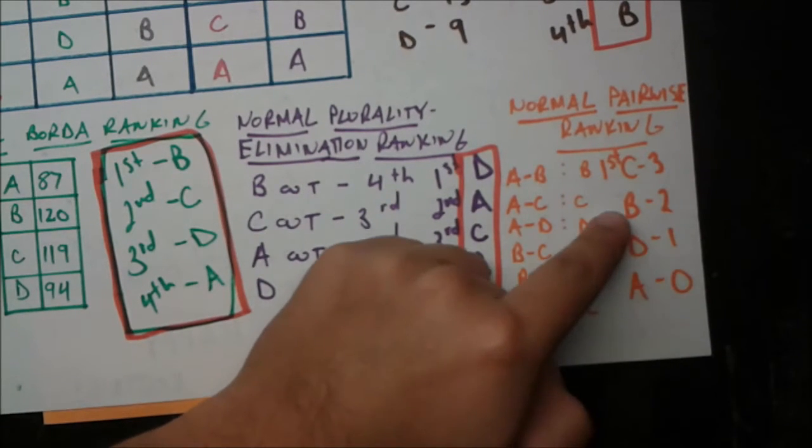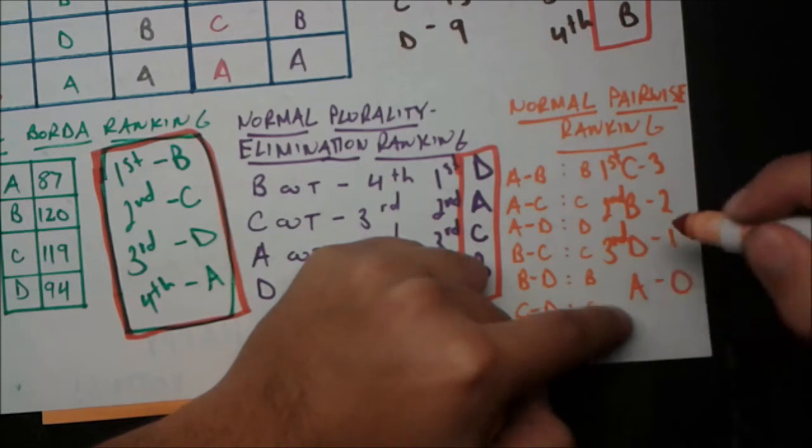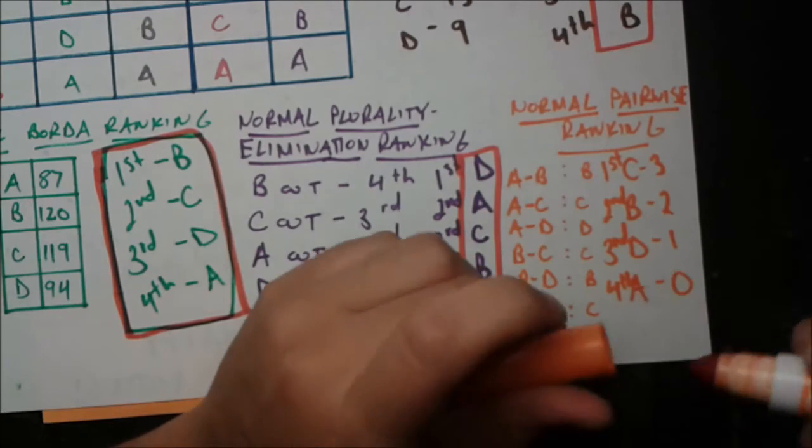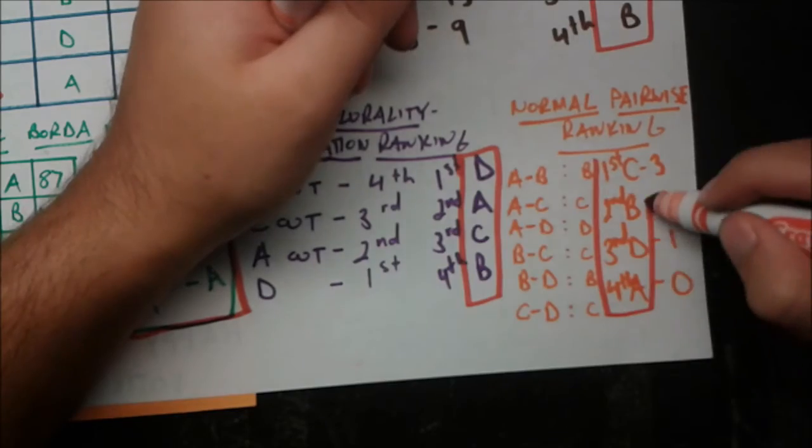Since C has the most wins, we declare him to be in first place, and B has the second most, so we put him in second place. D has the next most, so we put him as third, and then A has the least, so we put him as fourth. So A is again at the end of this list, and we can put a box around this to identify how we rank this.